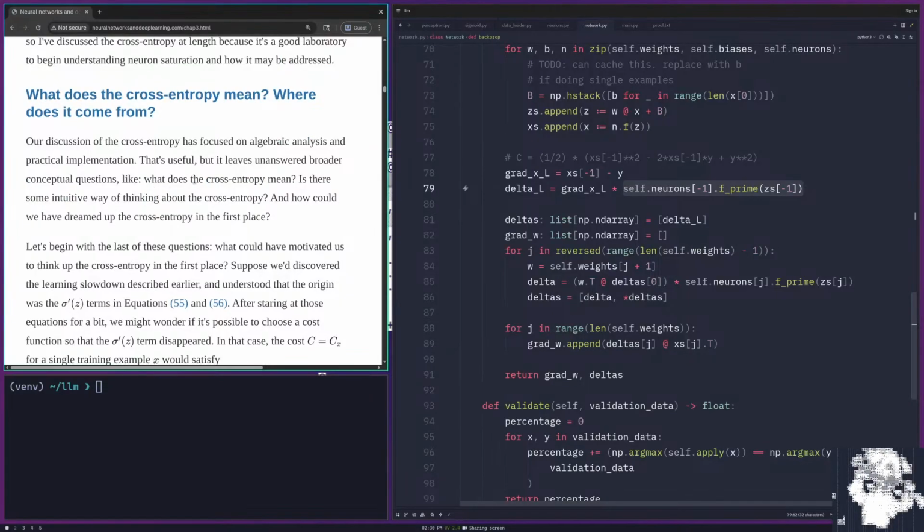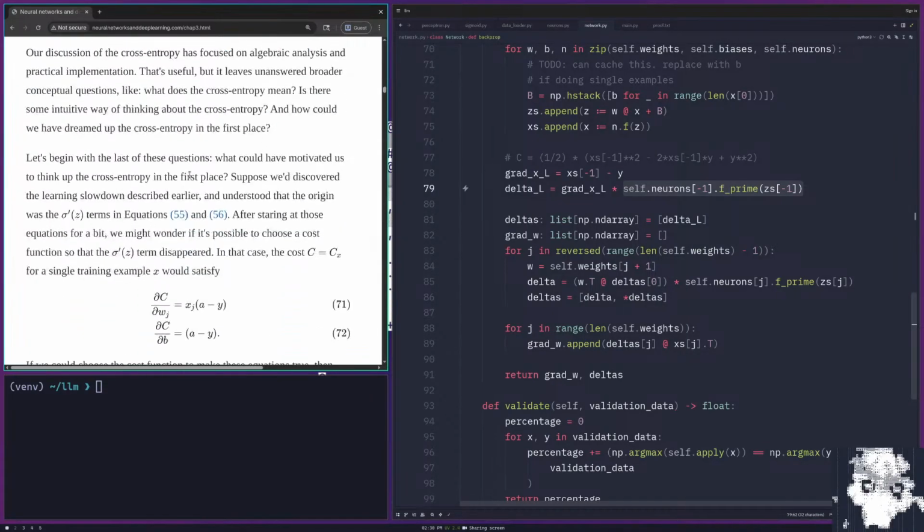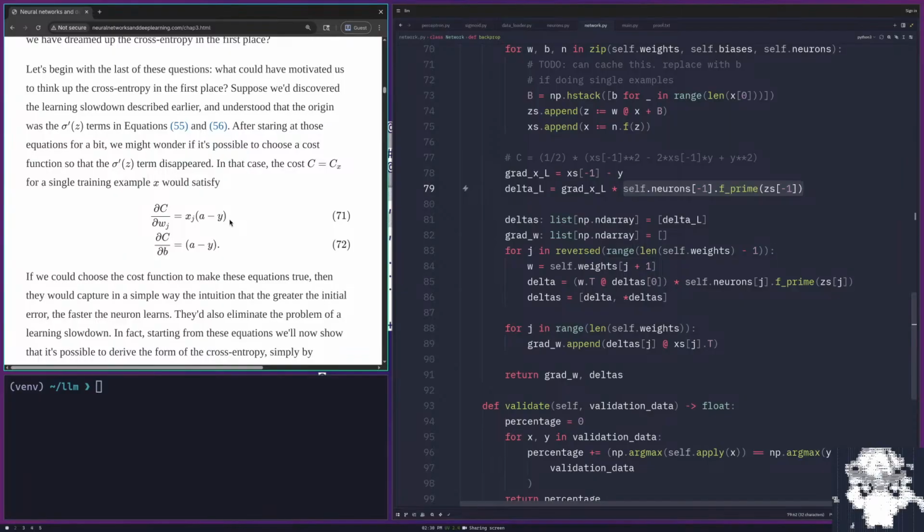What does the cross entropy mean? Where does it come from? Our discussion of the cross entropy has focused on algebraic analysis and practical implementation. That's useful, but it leaves unanswered broader conceptual questions like, what does the cross entropy mean? Is there some intuitive way of thinking about the cross entropy? And how could we have dreamed up the cross entropy in the first place? Let's begin with the last of these questions. What could have motivated us to think up the cross entropy in the first place?